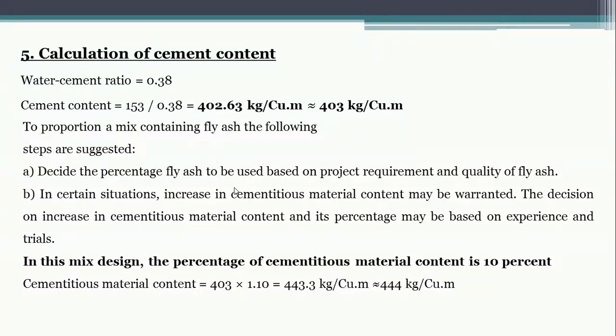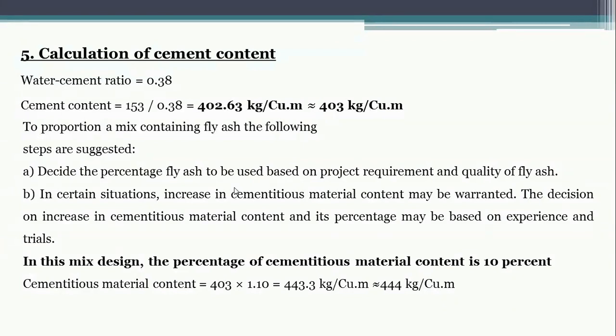So here we are increasing the cementitious content by 10%, so 403 into 1.10, we'll get 443.44 kg per m cube. I have approximated to 444. So this percentage of increase you can do only if you are using fly ash, or if you are using silica fume, then you can increase the percentage of cementitious content.